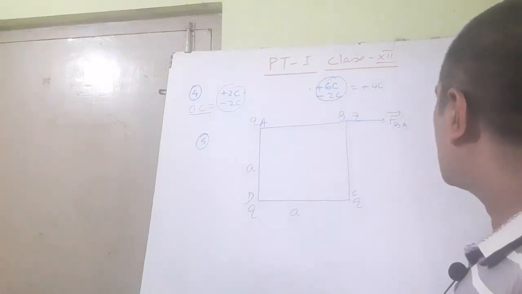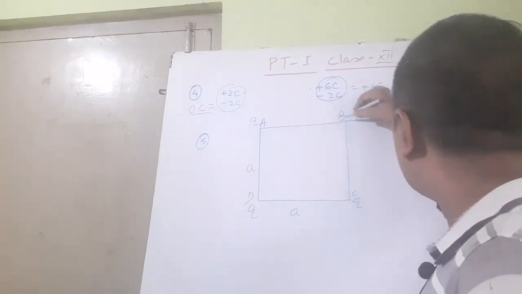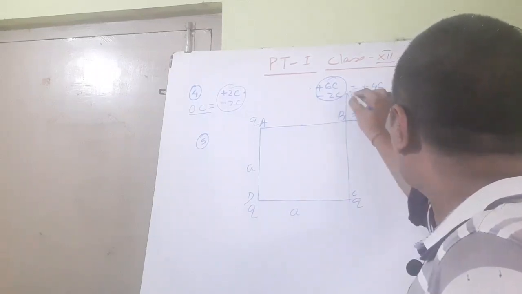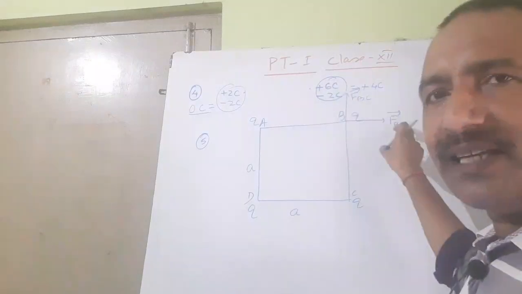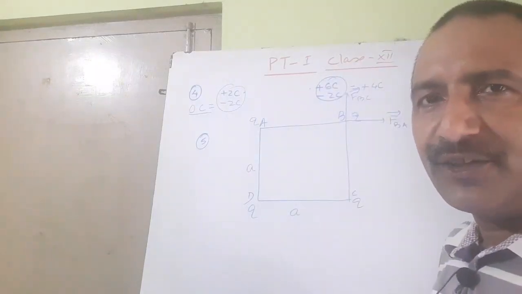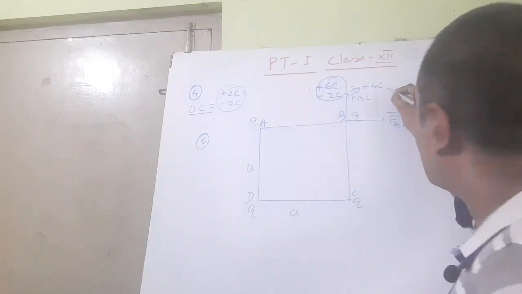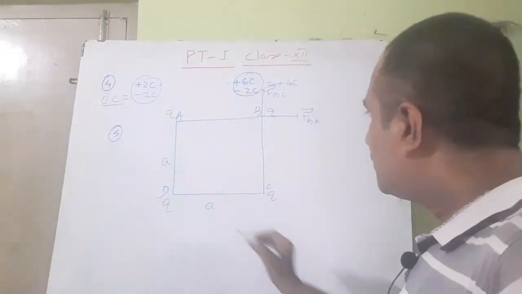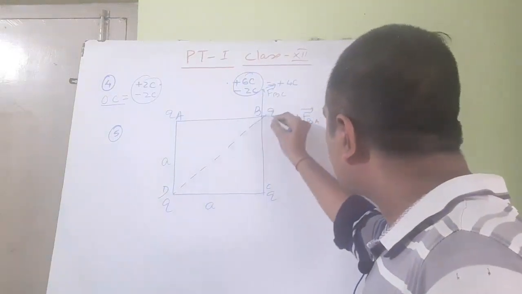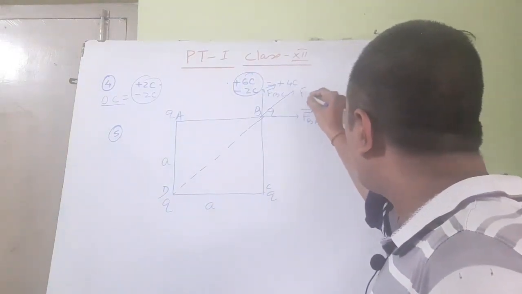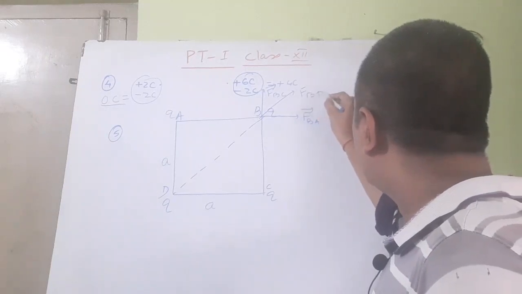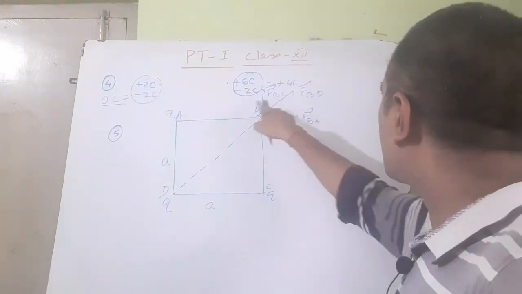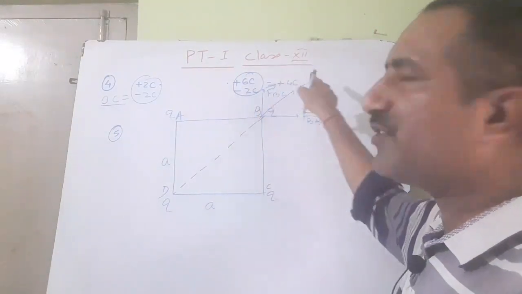The force on charge Q at B due to the charge Q at C will be repelling, which means FBC. Got it? Both of these will be equal in magnitude, so their resultant will be along this direction. And the force on the charge at B due to the charge at D will be along this direction. This is FBD. Got it? So can you find the value of force FBA, FBC and FBD?